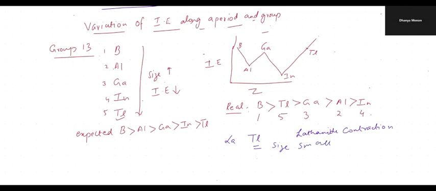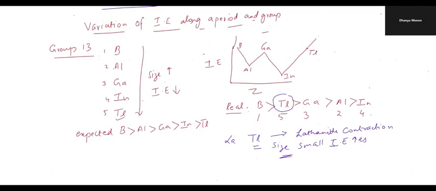If the size is small, what is happening to the ionization energy? Ionization energy increases. So removing the electrons becomes difficult. Okay, so this is the reason for the different behavior of thallium. Thallium comes immediately after the lanthanide elements, so it gets the effect of lanthanide contraction. The size becomes smaller, so the ionization energy increases.